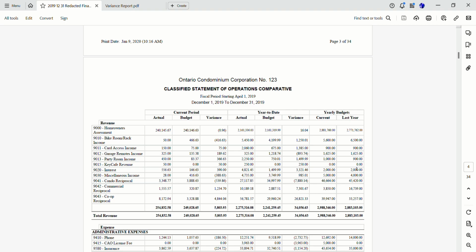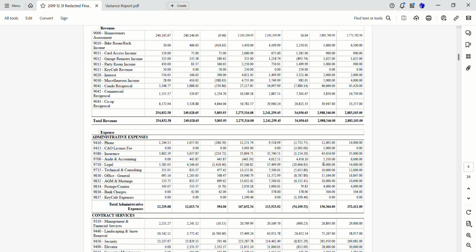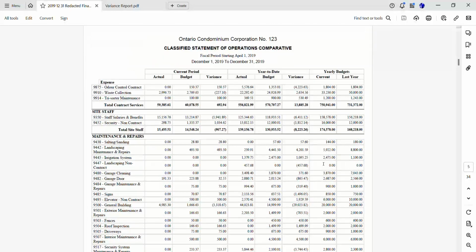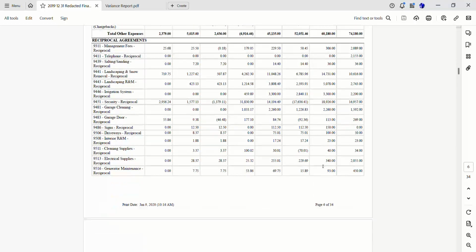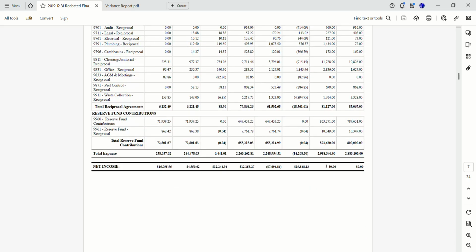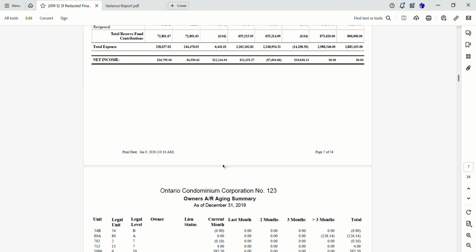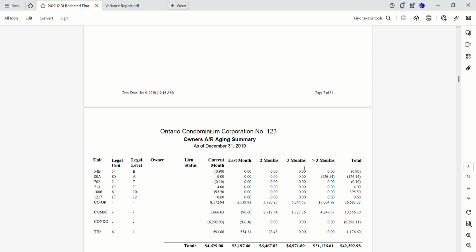statement of the operations. So at the end of this table, we go to page number 7. We have the current net income, and we can see that for the current period the net income is 12,244.9 for the corporation.